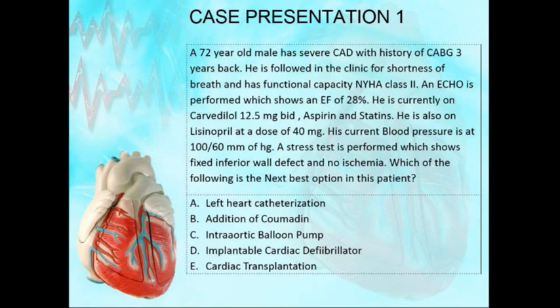So there's a patient who's got coronary artery disease, an ejection fraction of 28%, currently on Coreg, aspirin, and statins. He's on good medical therapy. Blood pressure is 100/60. What they're telling is there's not much room to work with any more medicine. A stress test is performed, which shows a fixed defect and no ischemia. Which of the following is the next best option? So we have five choices: left heart cath, addition of Coumadin, balloon pump, ICD, and cardiac transplant. That's actually a very good question on board exam.